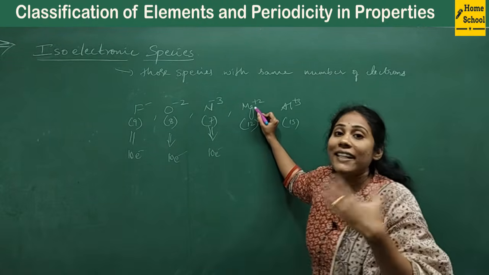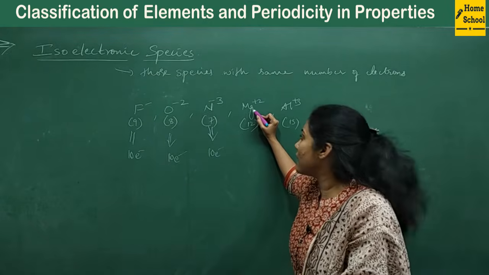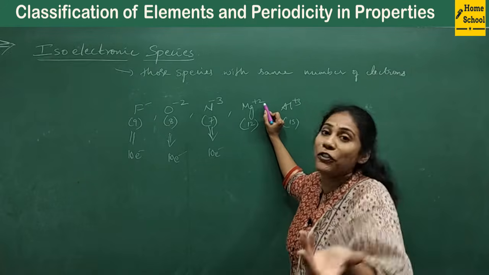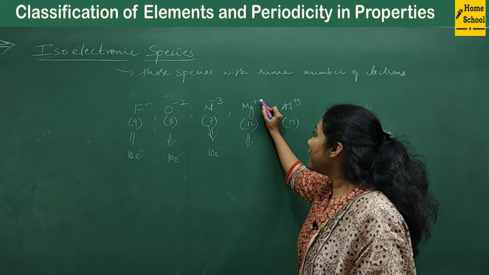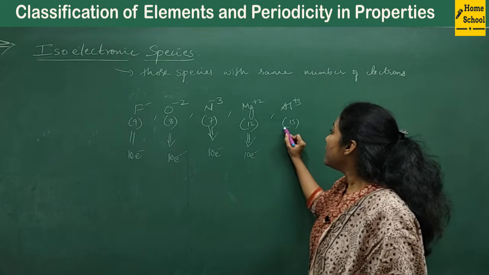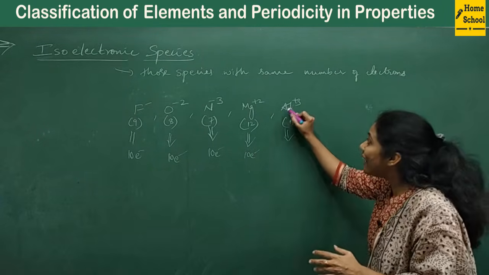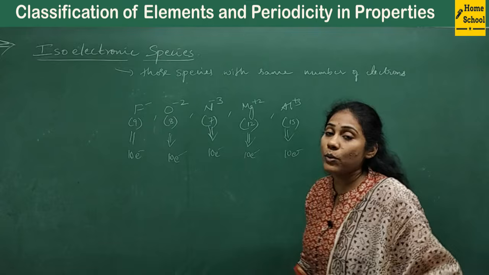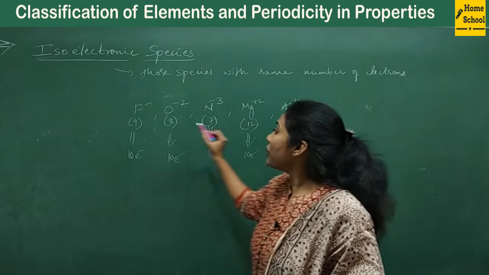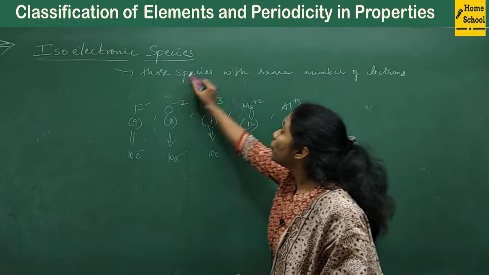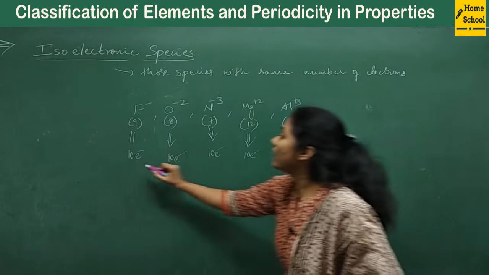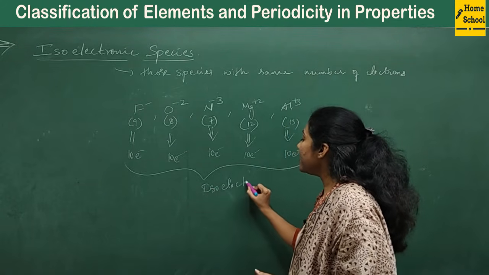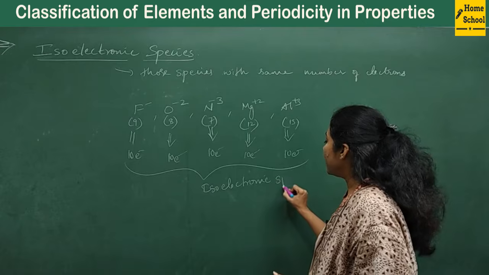So plus means what? It has lost electrons from the existing ones. So Mg neutral had 12. Plus 2 means remove 2 electrons. 12 minus 2 gives 10 electrons. Aluminium had 13 electrons, but in Al plus 3 you will have 10 electrons. Plus means losing electrons. So all of them have 10 electrons. Those species with the same number of electrons are called isoelectronic species. So all these are isoelectronic species.